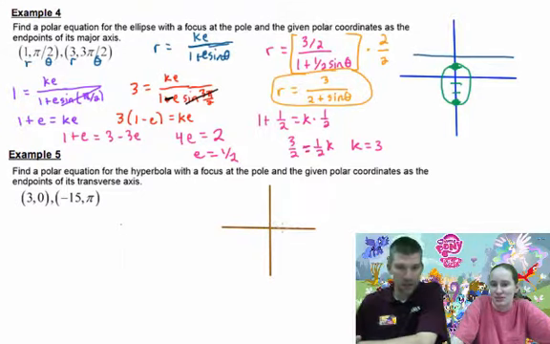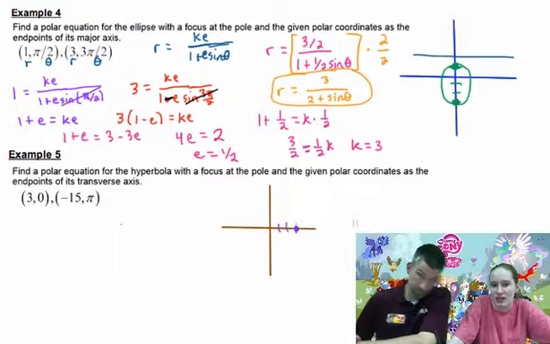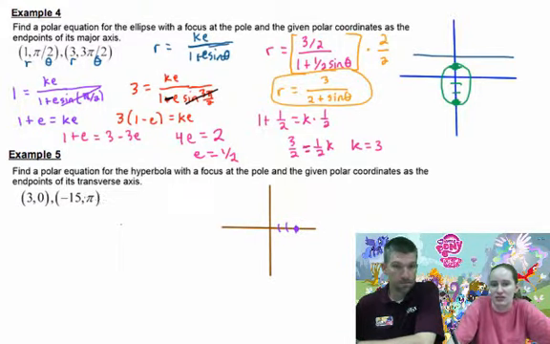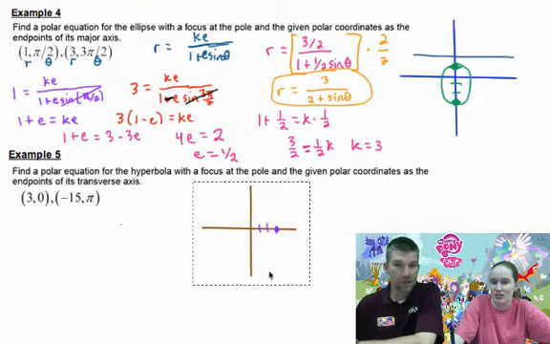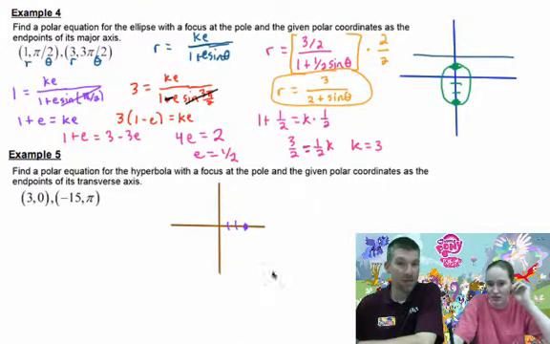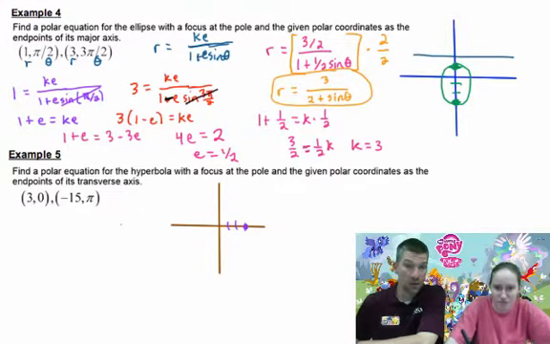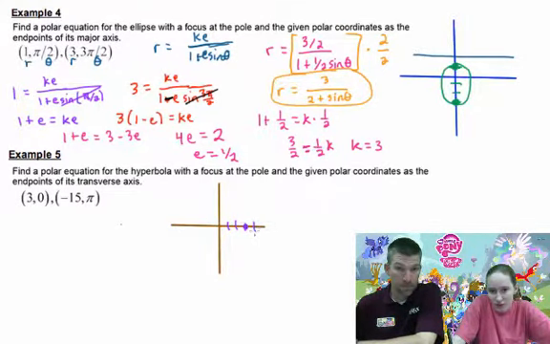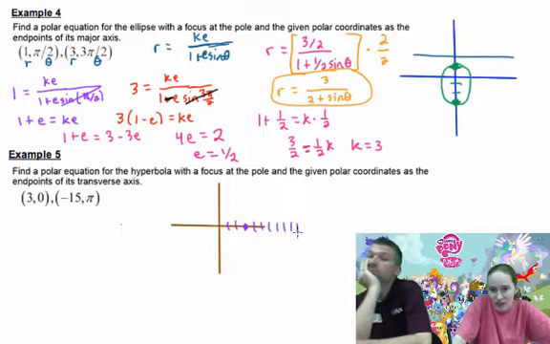Okay, 3, comma 0. So 0 is this way. This is 1, 2, 3. Focus at the pole, and that is the endpoint of its transverse axis, and then -15, comma pi. Now this is tricky. In fact, I need to move this whole thing over. Because what we're doing is going around pi units and then moving 15 in the opposite direction. So basically that's like saying 0, 15. We're at pi this way, but we're going to go 1, 2, 3, 4, 5, 6, 7, 8, 9, 10, 11, 12, 13, 14, 15.